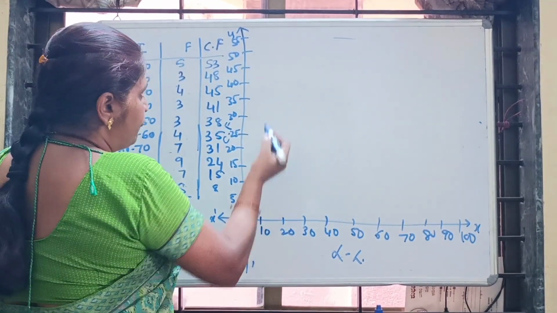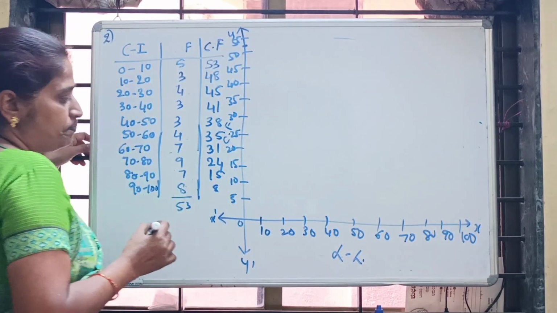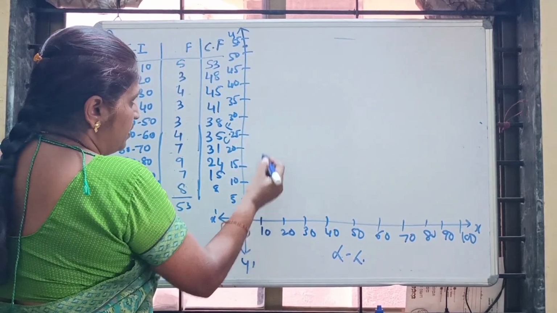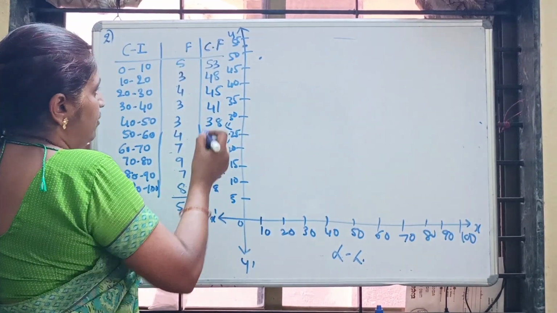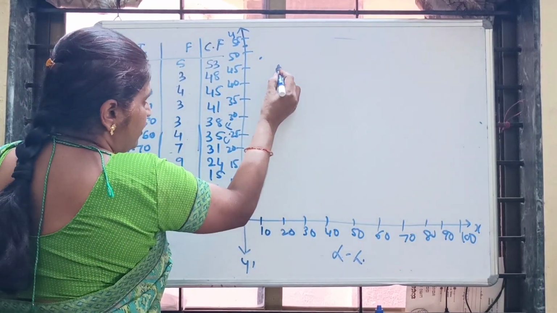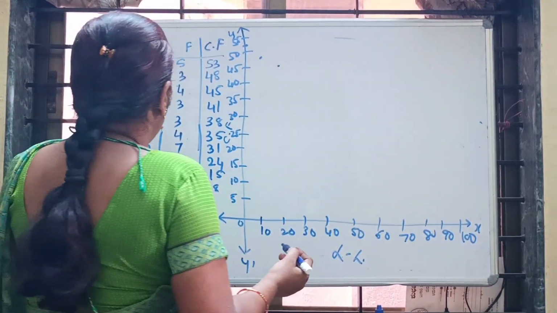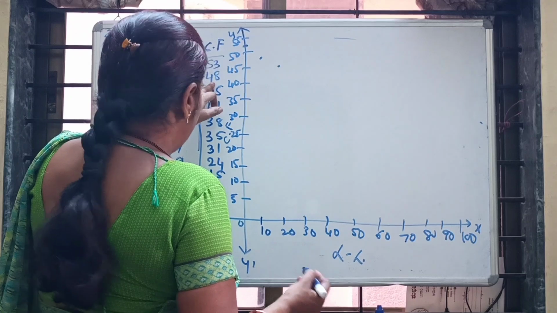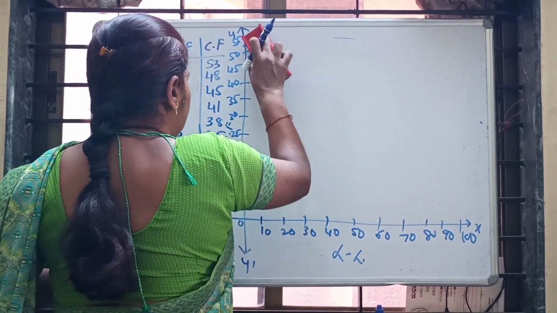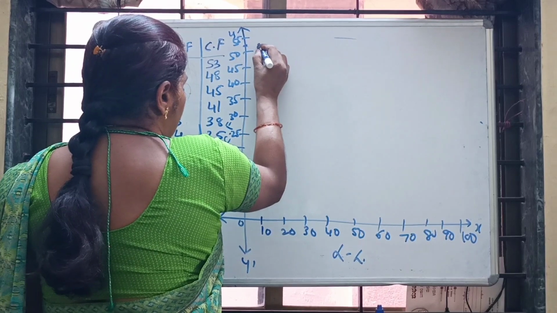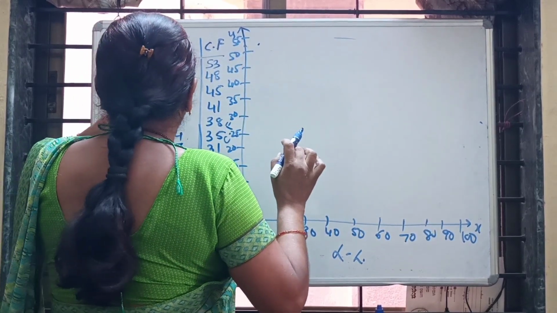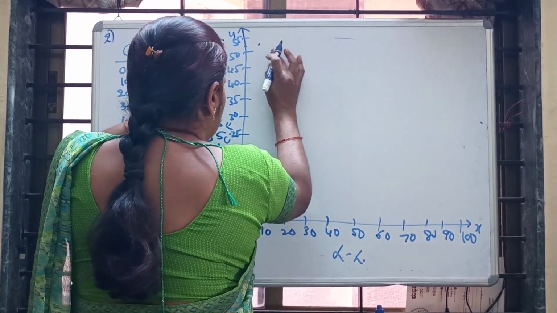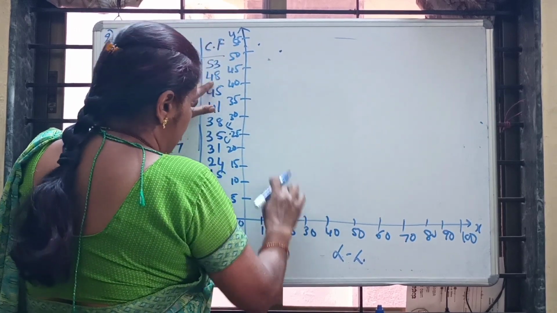Now more than 0, 53 are there. So your point comes here. More than 10, 48 are there. So it comes here, 48. For 0 it is 53, I am going to mark it here. Then more than 10 to 20 it is 48. 48 is here. Exactly, yes.